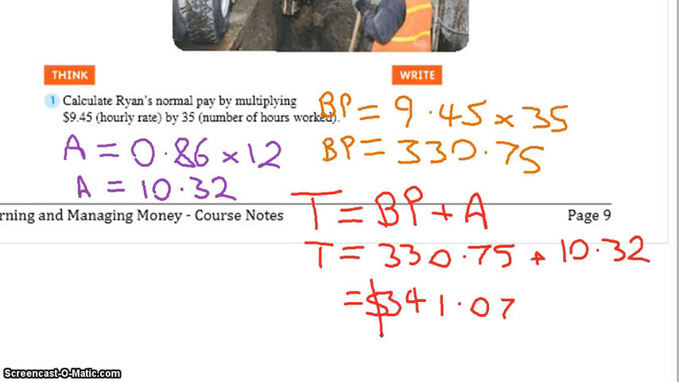I had a wasp flying around me. All right, everyone happy with that? Work out your base pay, work out your allowances, add the two together. Awesome.